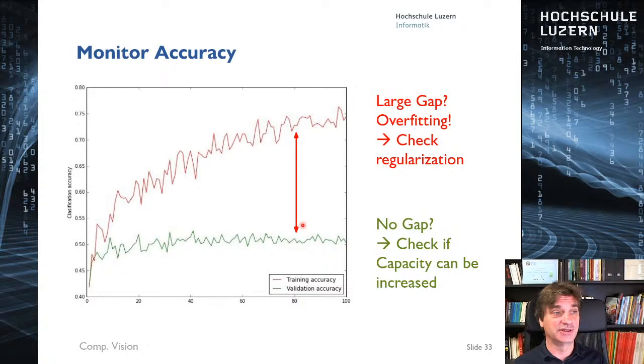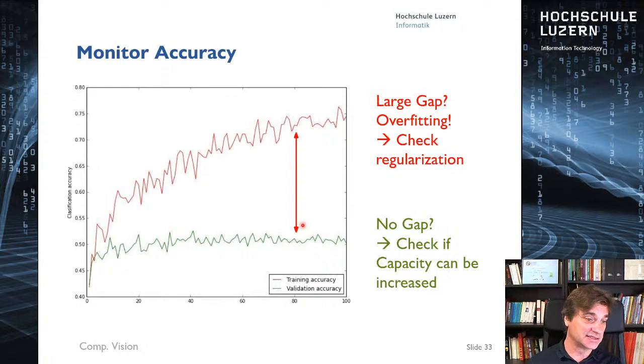And of course, you want to monitor your accuracy to check for overfitting. So if you have something like this, that's from an example, this is the training accuracy and the validation accuracy. And here you just have a gap of 20%. That's probably too large, so it's overfitting, and you should check the regularization. If you have no gap, then maybe it's all perfect, but maybe you don't have enough capacity, so you should at least try to increase the capacity. Maybe you can make both curves go up a little bit more.